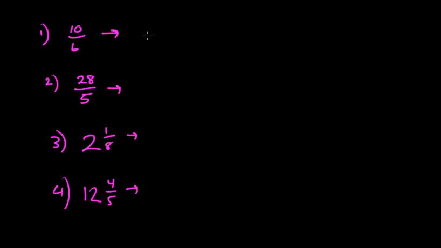Okay, hopefully you've done these. So we've got 10 over 6. Well, 6 goes into 10 once, and we have 4 left over, which you might have gone ahead and said 2/3. So 1 and 2/3. The next one, how many 5's are in 28? Well, 5 5's are 25 with 3 left over. Nice and easy.